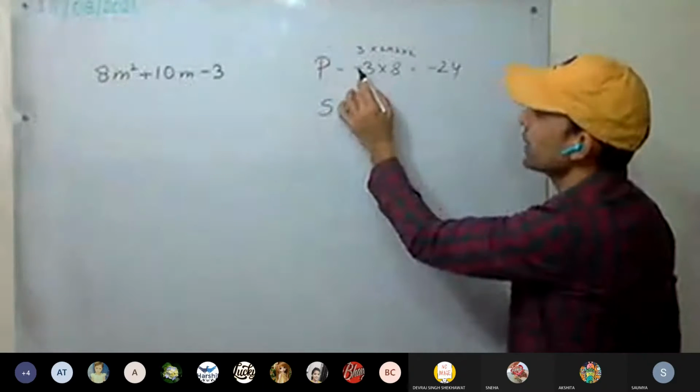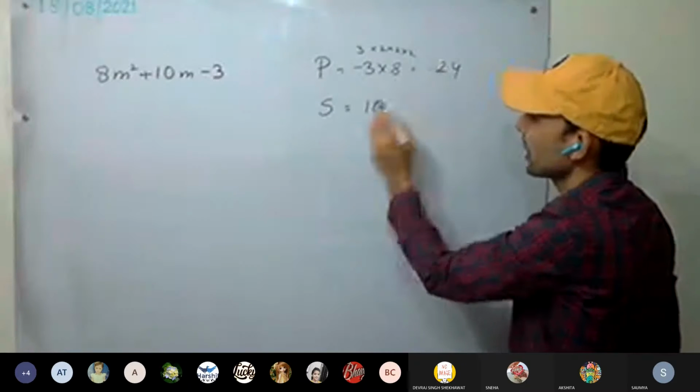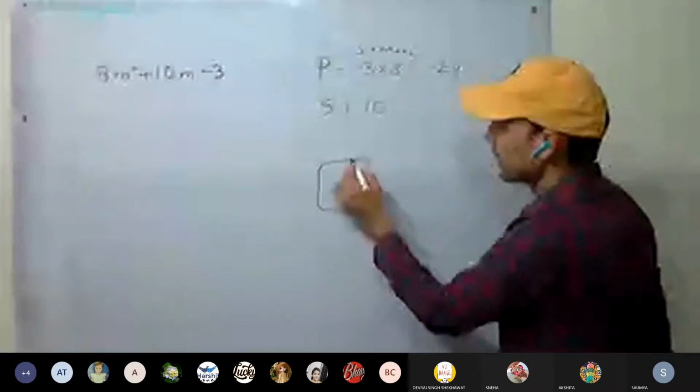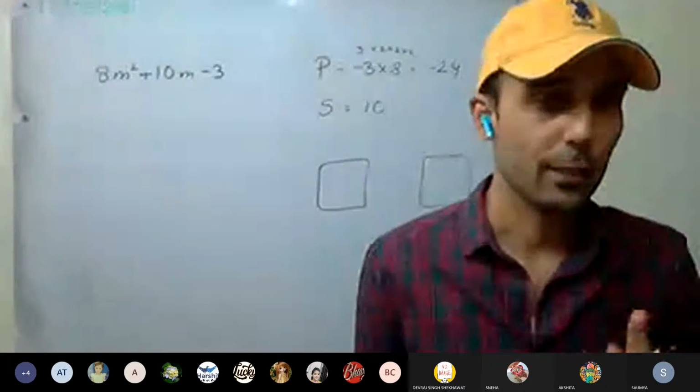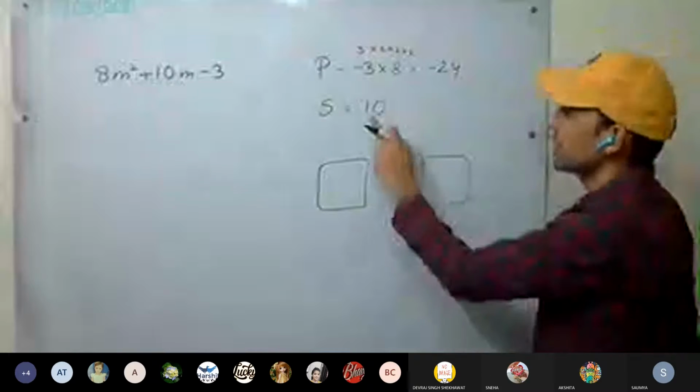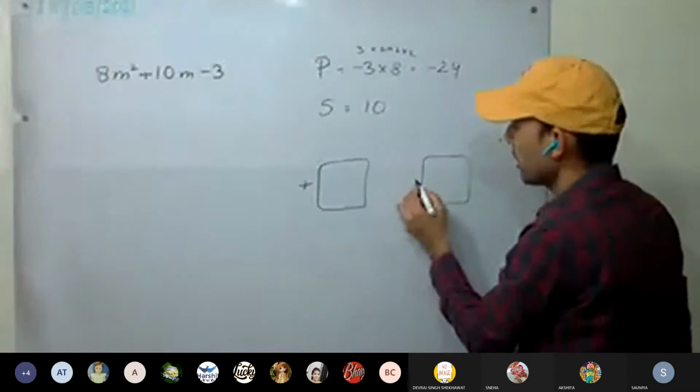So see here, product is negative, sum is positive. What does it mean? If the product is negative, it means one number is positive and the other number is negative. Since the sum is 10, it means which number is bigger?